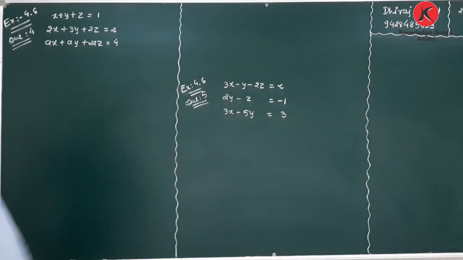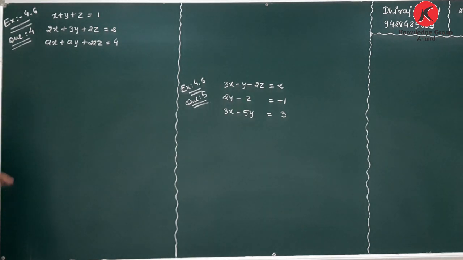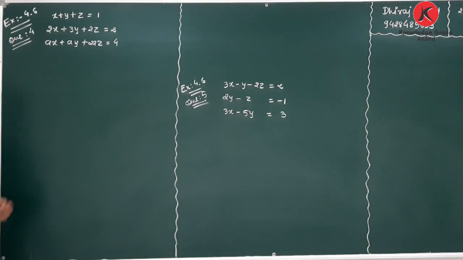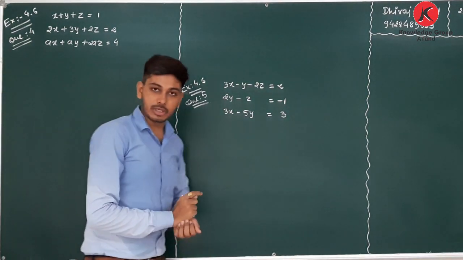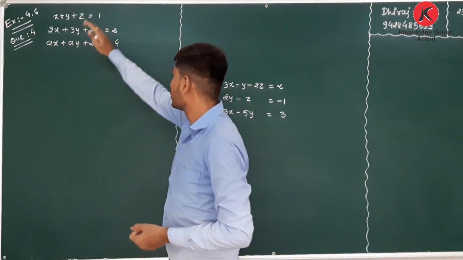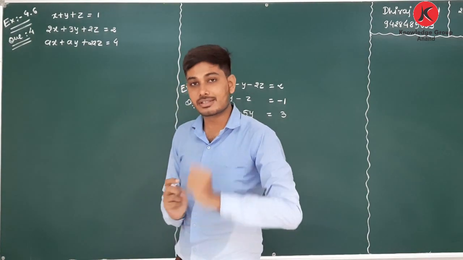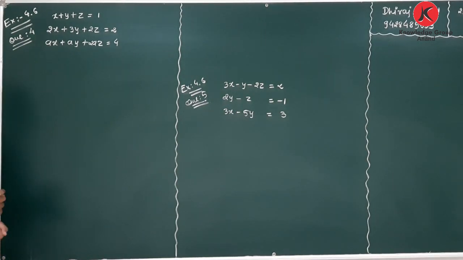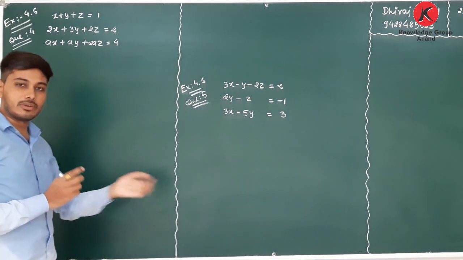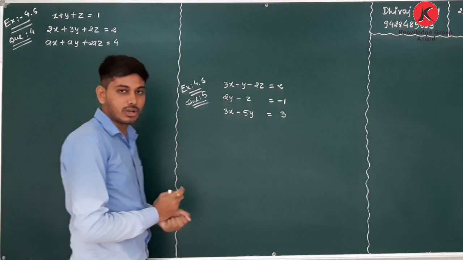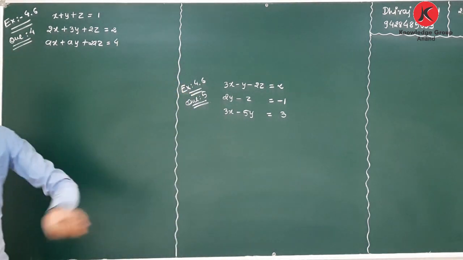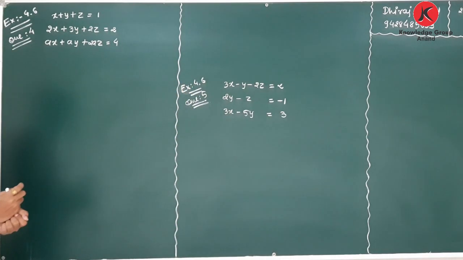Now we are going to discuss some more questions with 3 variables and 3 equations. Let us see exercise 4.6 question number 4(b): you have to answer whether the system of linear equations is consistent or inconsistent. For that, first we write the system of linear equations in AX = B form. Then we will check whether A inverse exists or not. If A inverse exists, then the system has a unique solution. Then we can say that it is consistent equations.